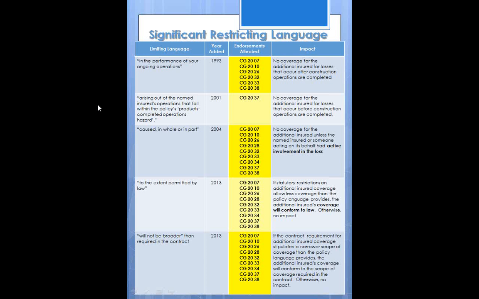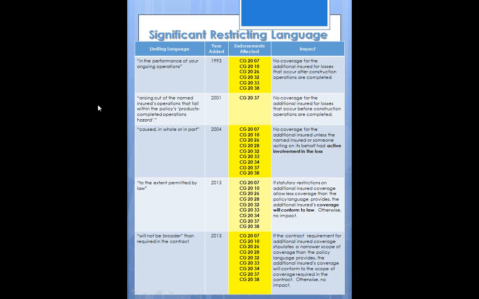And the reason it's a very broad worded endorsement is because laws do change from year to year in particular states. It also says in the bottom box that the coverage itself will not be any broader than required in the contract. So if the contract has a very narrow scope of what they're supposed to be providing as far as indemnification or coverage, then the policy will only respond to as broad as the contract wording is, not any broader.